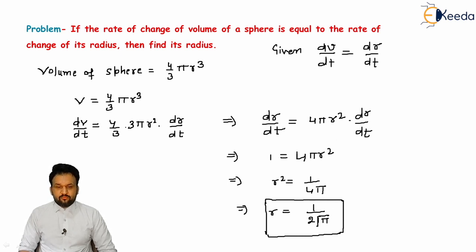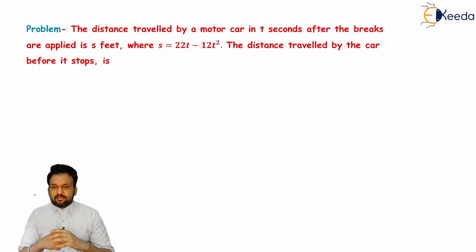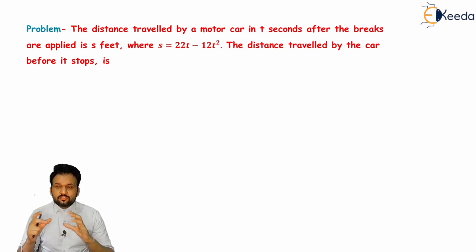Okay, so let's move to the next problem, and here it is. The distance traveled by a motor car in t seconds after the brake is applied is s feet, where s is equal to 22t minus 12t square. The distance traveled by the car before it stops is what? So what has been given?